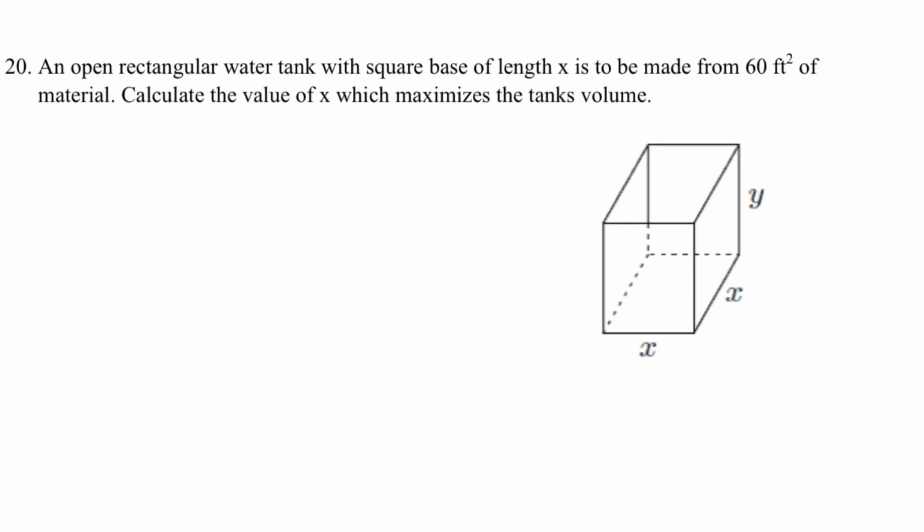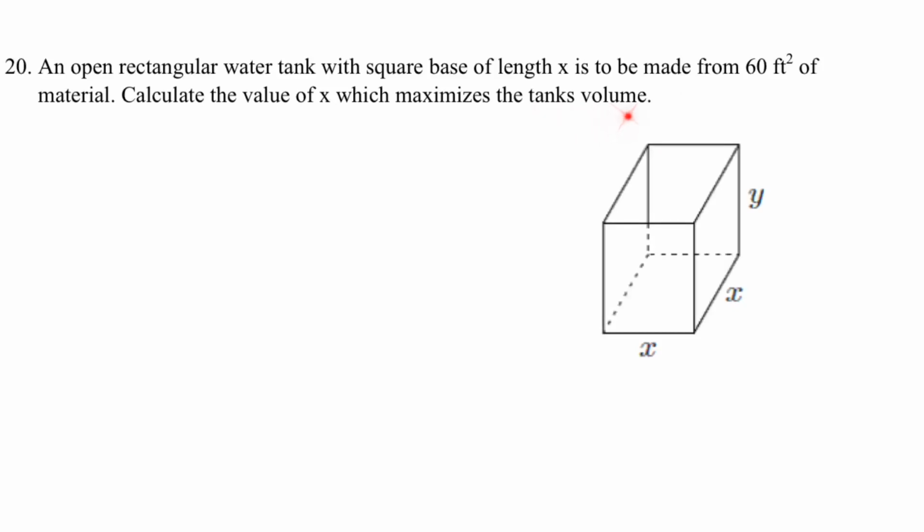In this question, we have been given a cuboid. An open rectangular water tank with square base of length x. So this is length x. It's a square, so all the sides will be x. It is to be made from 60 square feet of material. Calculate the value of x which maximizes the tank's volume.